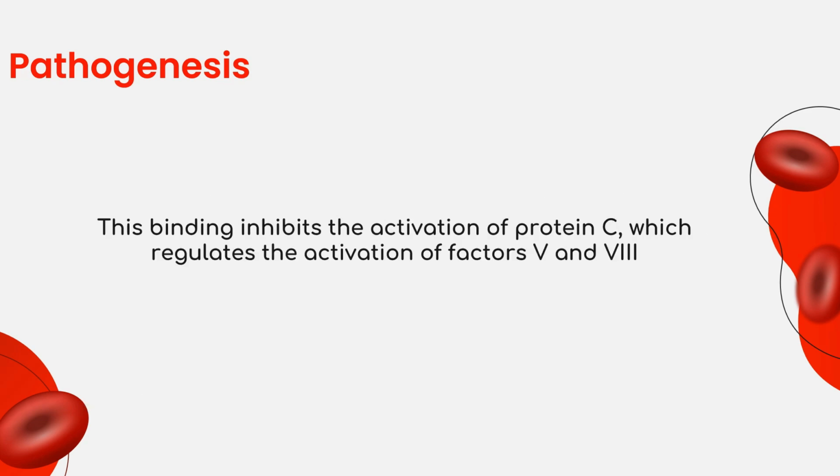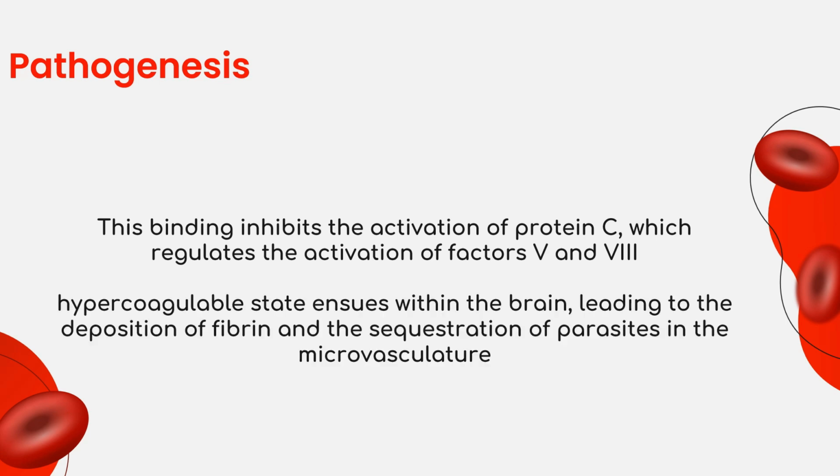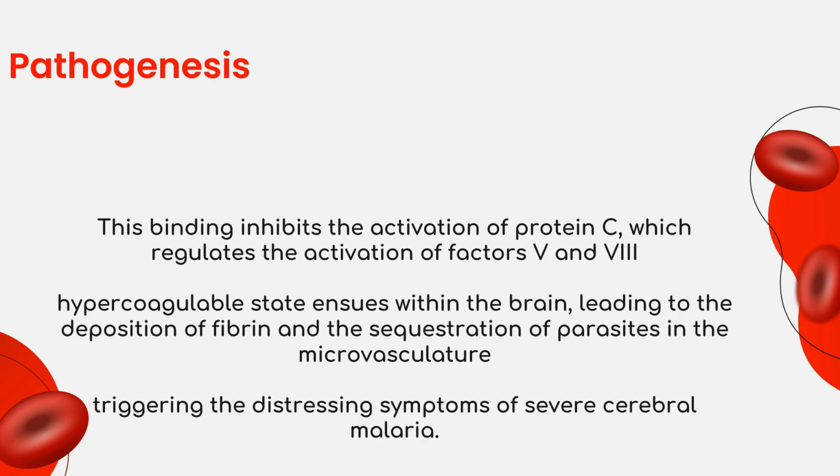This binding process inhibits the activation of a vital protein called protein C, which typically regulates the activation of factors 5 and 8. Consequently, a hypercoagulable state ensues within the brain, leading to the deposition of fibrin and the sequestration of parasites in the microvasculature, triggering the distressing symptoms of severe cerebral malaria.